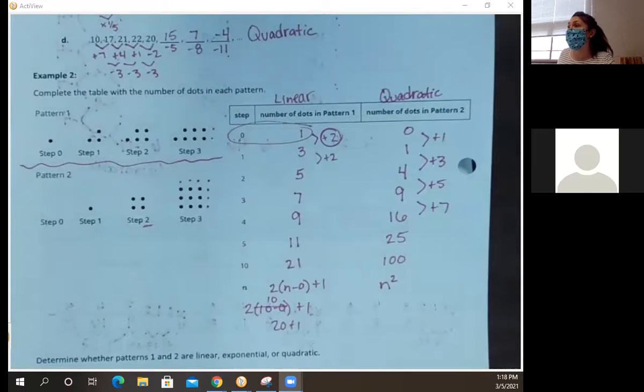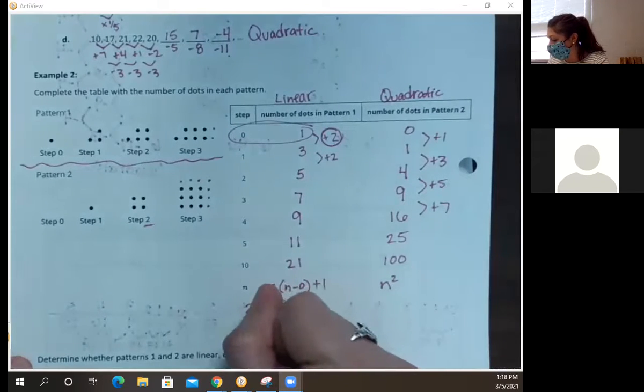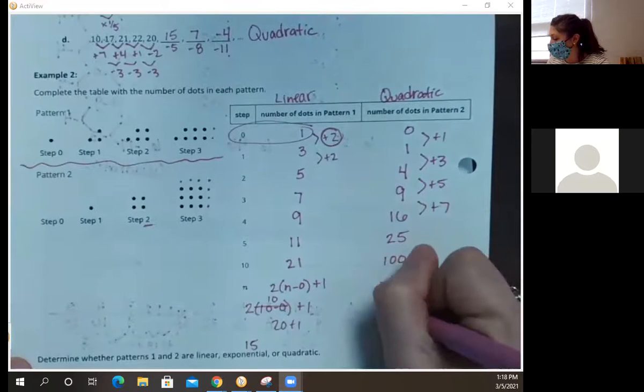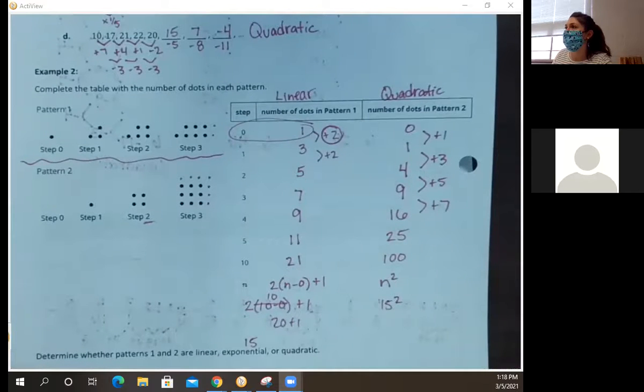Yes. Whatever step I'm on. So if I wanted to find like the 15th value, I would plug in 15. Does that make sense? Okay.